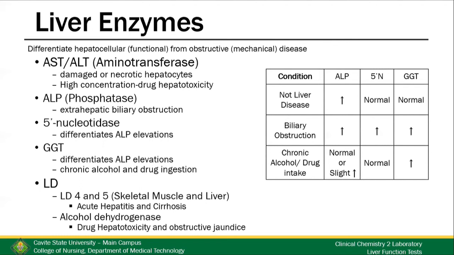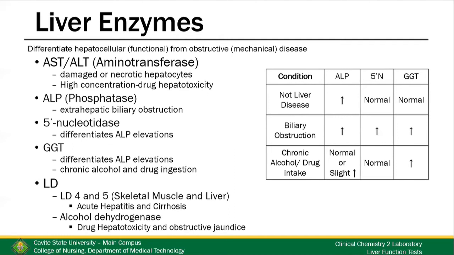Okay? For the AST and ALT or the aminotransferases, they are increased in damaged or necrotic hepatocytes and in high concentration drug hepatotoxicity. As I have encountered before, usually AST and ALT are increased in patients who take many medications. That is why it says high concentration, because they already develop drug hepatotoxicity, which is why AST and ALT increase. Since detoxification is a function of our liver, AST and ALT increase because there is too much that it needs to detoxify. Okay?